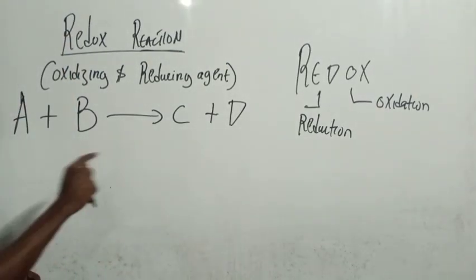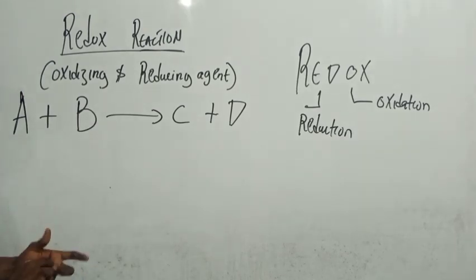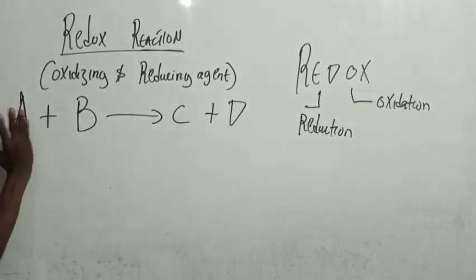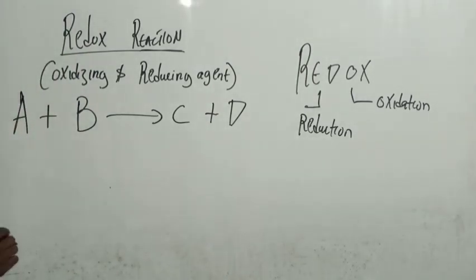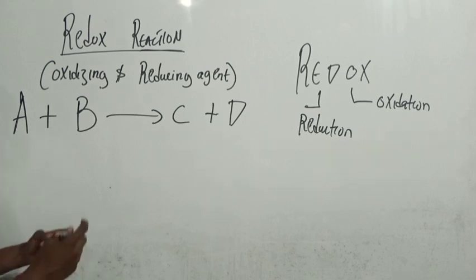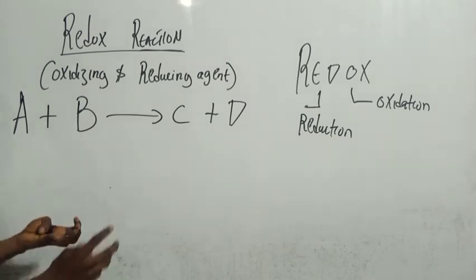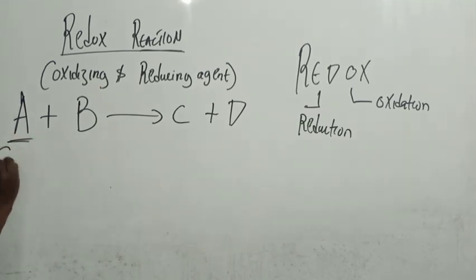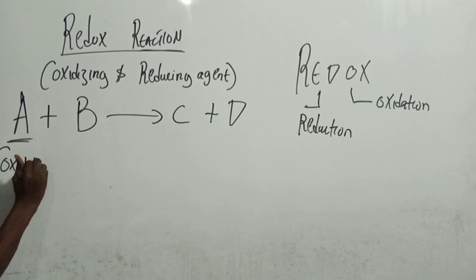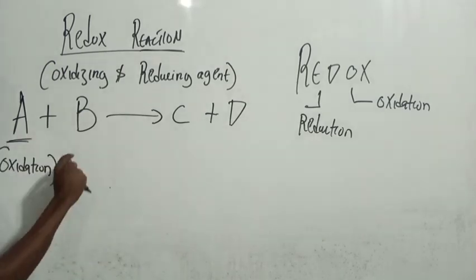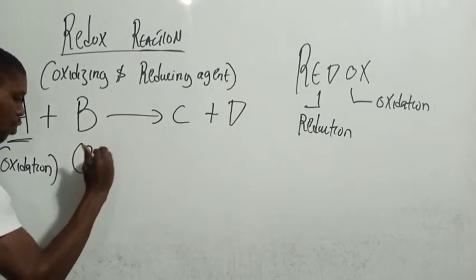Imagine this one is a redox reaction. Therefore, you don't look at the product. You want to focus on the reactants. Now, one must be oxidation and one must be reduction. Remember, I told you that I'm going to teach you how to identify oxidation and reduction, right? But for now, let's assume that this guy is the oxidation. If this guy is the oxidation, automatically, this guy has become the reduction.